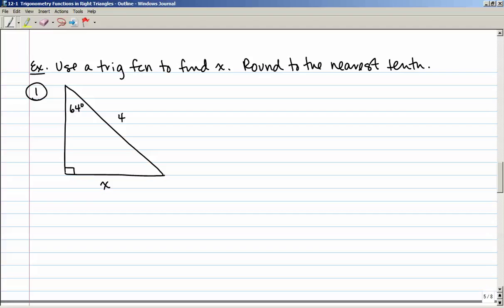A trig function is something you do to an angle. So I'm going to be using sine, cosine, or tangent of 64 degrees. Okay? But now the trick is to figure out which one I need to use. So I need to look at that angle, and in relation to the 64, x is opposite, and 4 is my hypotenuse. So the trig function that uses opposite and hypotenuse is sine. So I'm going to take the sine of 64, and that's opposite over hypotenuse, or x over 4, and I have my basic equation. Now I just need to solve that.